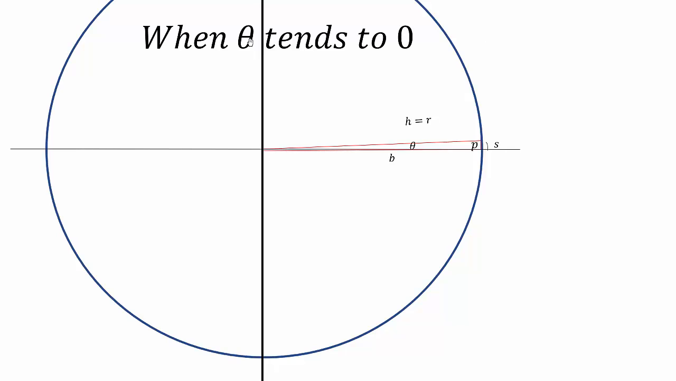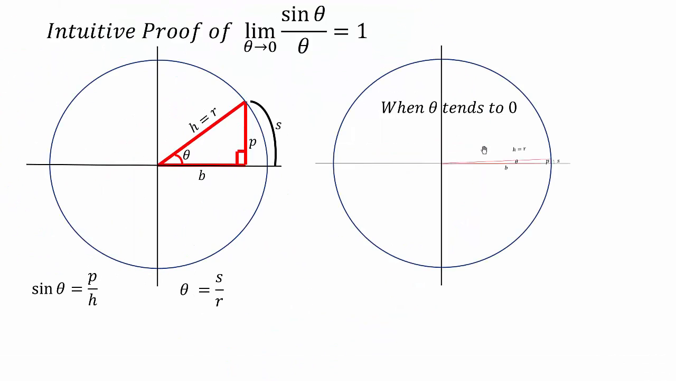So as you can see, if theta tends to 0, that means the length of perpendicular will be almost same as that of the arc length. So what we can write here is, the perpendicular is equal to the arc length. So by the simple formula for sine theta over theta, we can write sine theta equals P by H, and we can write theta equals S by R.